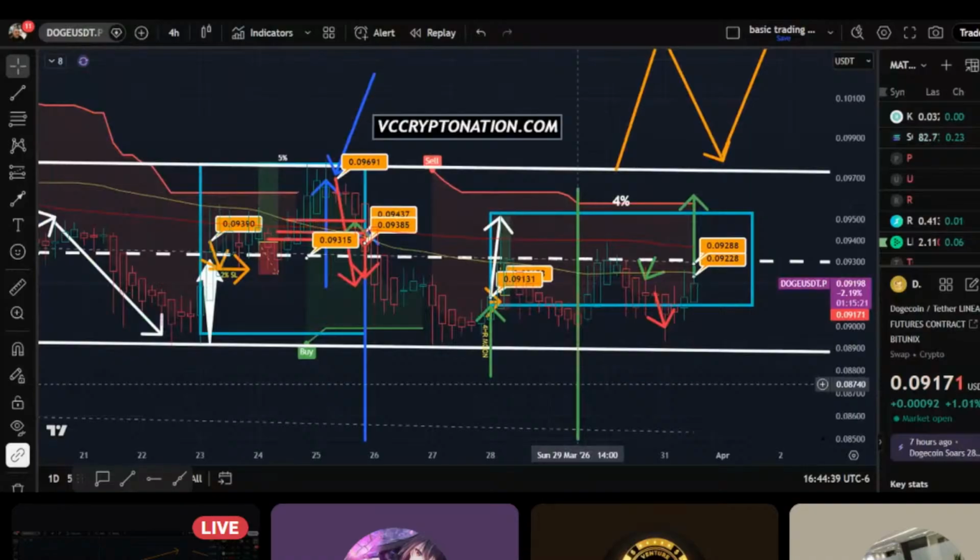You're better off just going and buying Nvidia, buying some Tesla stock and just holding it for the next 20 years, and you should be all right.